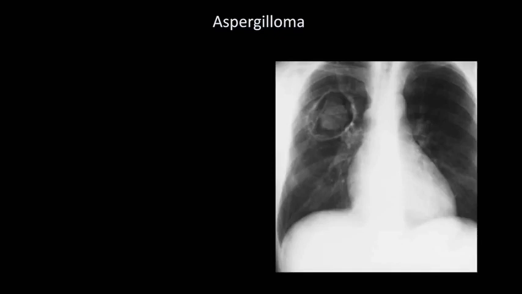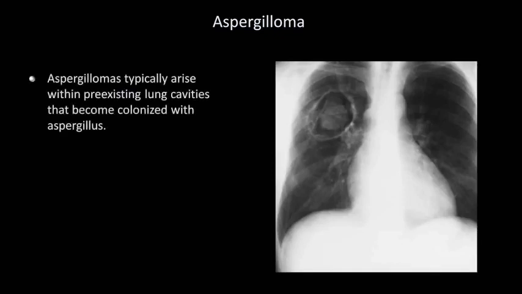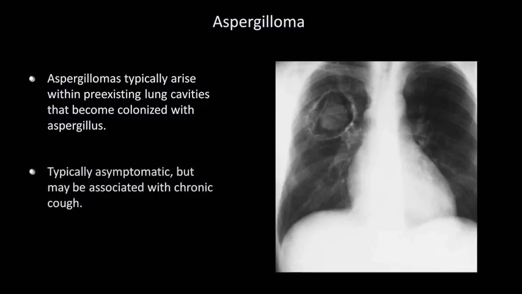One cavitary-like process makes sense to also mention here, and that is an aspergilloma. Aspergillomas typically arise within pre-existing lung cavities that become colonized with aspergillus. Like pneumatoceles, these can be surprisingly asymptomatic, but may also be associated with a chronic cough. These are also known as fungus balls.